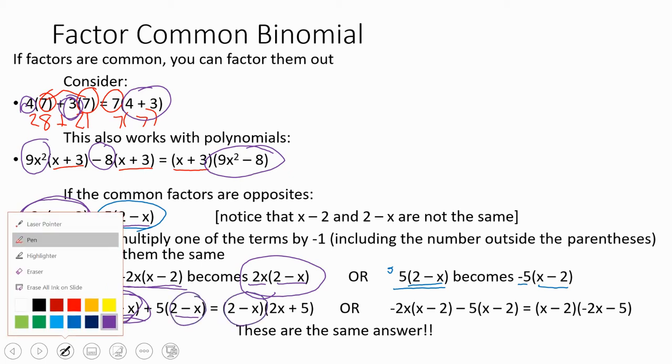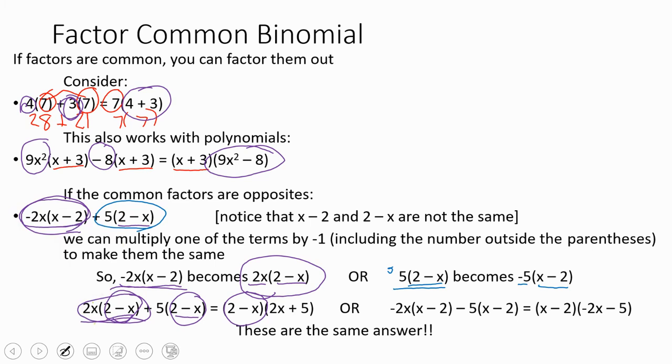And then, we pick another color. You have your 2x plus 5. Okay. Over here, I took my 5 times 2 minus x, and I turned it into -5 times x minus 2. So that's what I have here, -5 times x minus 2. Well, now my x minus 2's are the same, so I can put those together. And I can take my -2x minus 5, and I can put it in the other term.